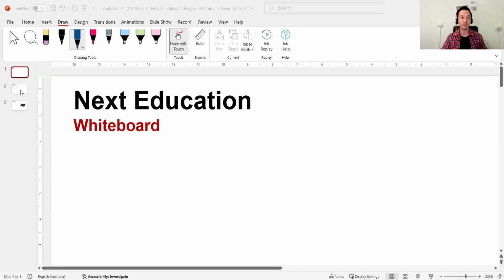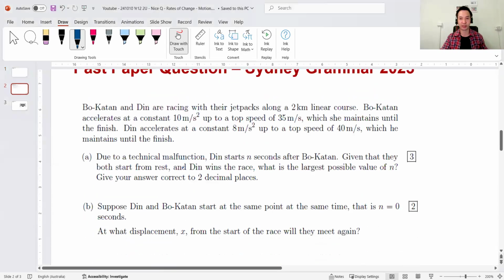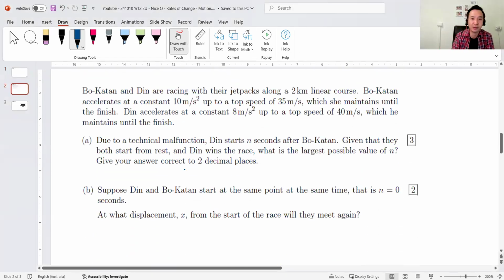So, Sydney Grammar 2023. Let's see. 5 marks. Bo Katan and Din are racing in their jetpacks along a 2 kilometer linear course, right, along a straight line. Bo Katan accelerates at a constant 10 meters per second squared with a top speed of 35.